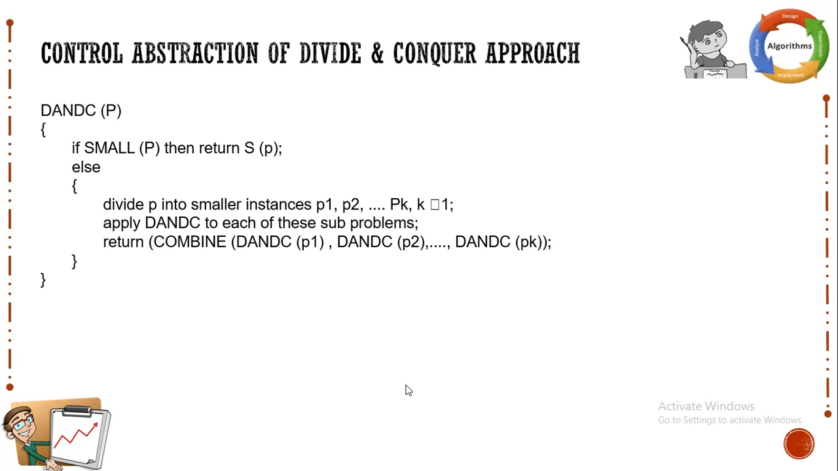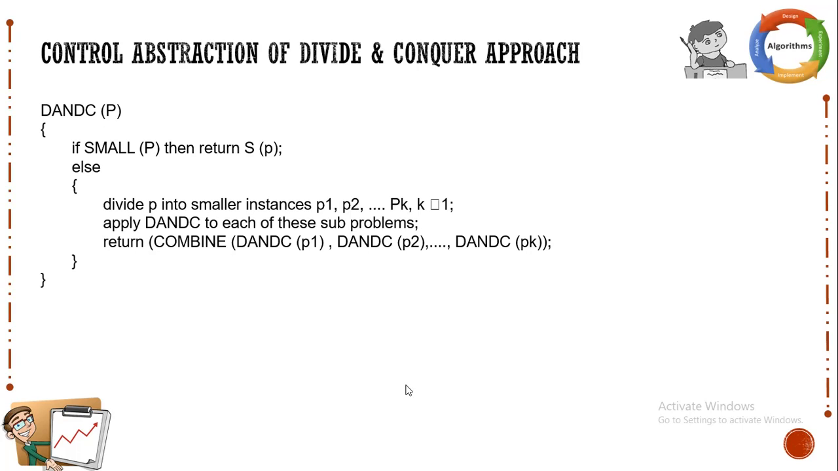If you observe, this is somewhat similar to your pseudocode. You can see it is a little bit of a combination of pseudocode and your algorithm. So the control abstraction here is we are calling a divide and conquer function wherein the parameter is P, that is the problem. It says that if Small(P), then return S(P). Here, Small(P) is a boolean valued function which determines whether the input size is small enough so that the answer can be computed without splitting it. And if the problem size is small, function S is invoked.